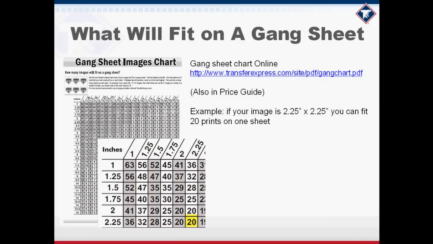fit per sheet. Now, in the example, we've got 2 1/4 by 2 1/4. So you find 2 1/4 on the left, then you find 2 1/4 at the top, and where those two lines intersect, boom, 20. 20 images will fit per sheet.